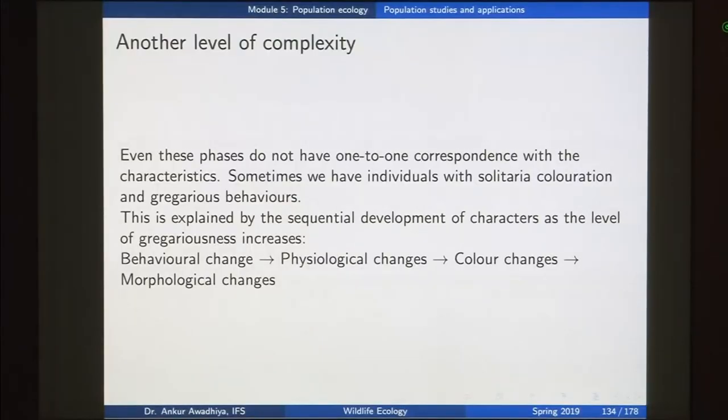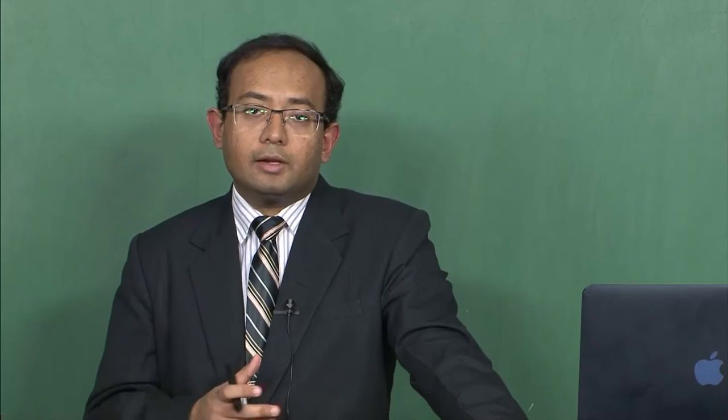So, another level of complexity is that even in the case of these phases, there is not a one-to-one correspondence between the characteristics. Even though, on a very blunt scale, earlier we said that these are two different species, then we said that these are the same species but with two phases that have very different characteristics, there is still a level of complexity. The solitary phase will not always show the solitary characteristics. It may at times show some gregarious characteristics. Similarly, a gregarious phase will not always show all the gregarious characteristics. It might at times show some solitary characteristics.